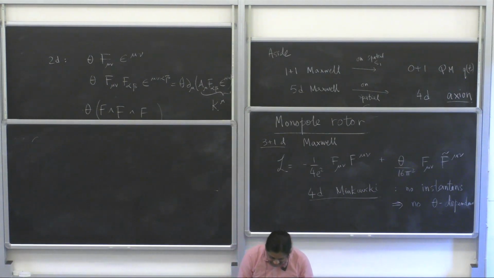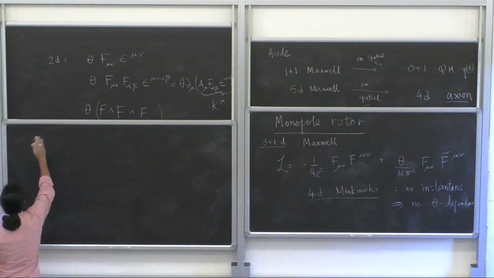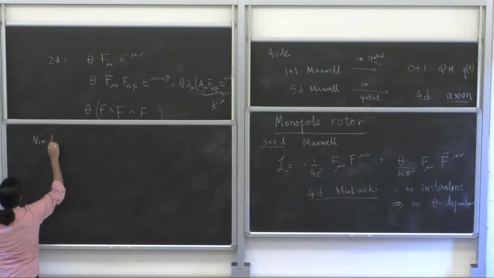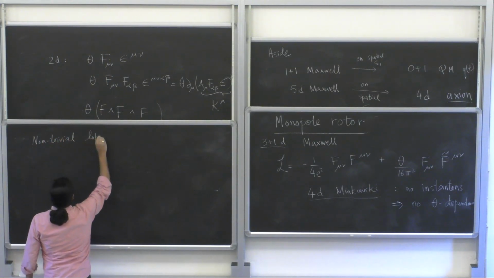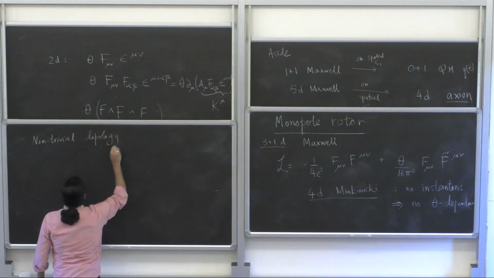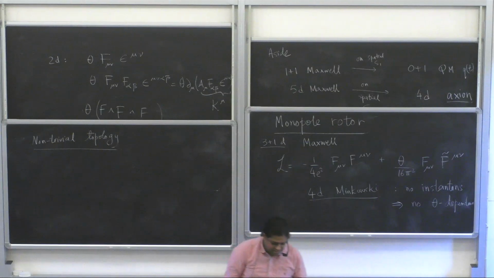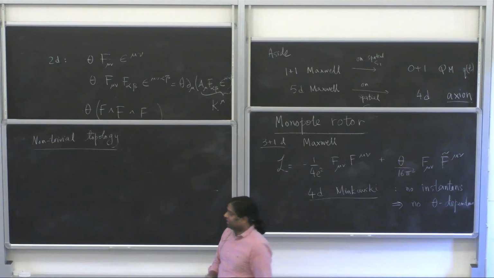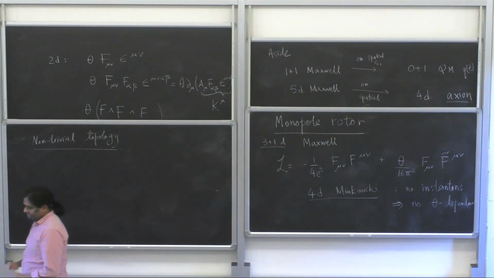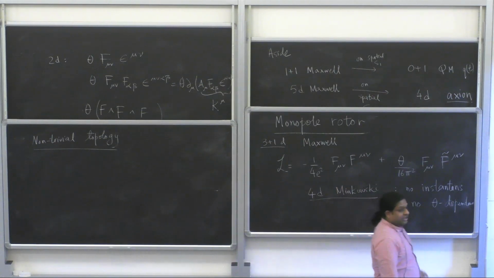So the place where the theta angle does actually show up is in non-trivial topological settings. The non-trivial topology could arise in many different ways. For example, we could be talking about this theory and putting it on some torus. We can study this Lagrangian, this quantum field theory, and put it on a torus.